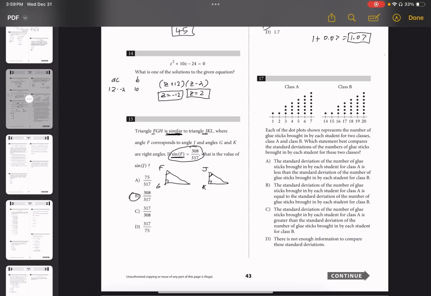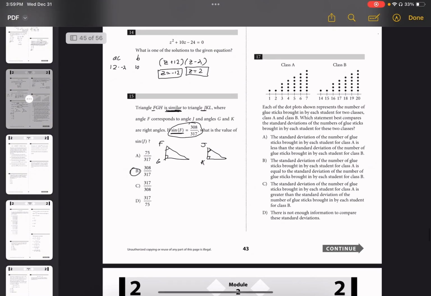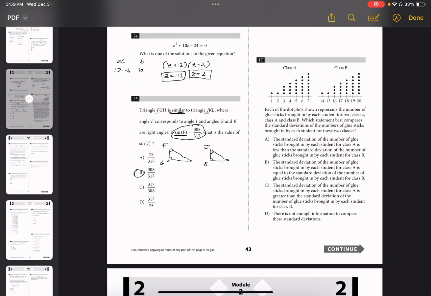We have two plots, Class A and Class B. Each of the dot plots shown represents the number of glue sticks brought by each student for two classes, Class A and Class B. Which statement best compares the standard deviation of the number of glue sticks brought in by each of these two classes? Okay, so with standard deviation, you need to remember it's simply just the spread of each of these data.